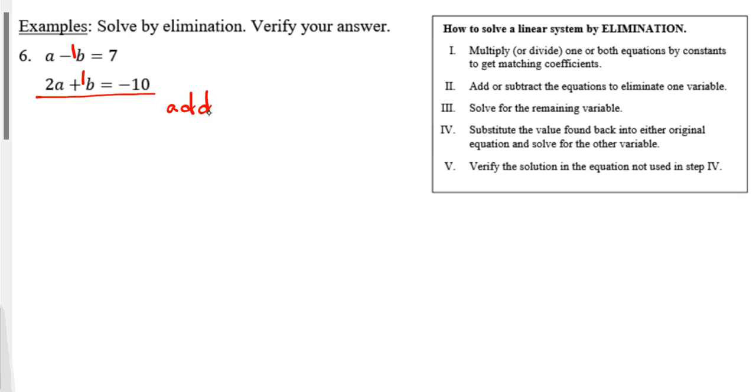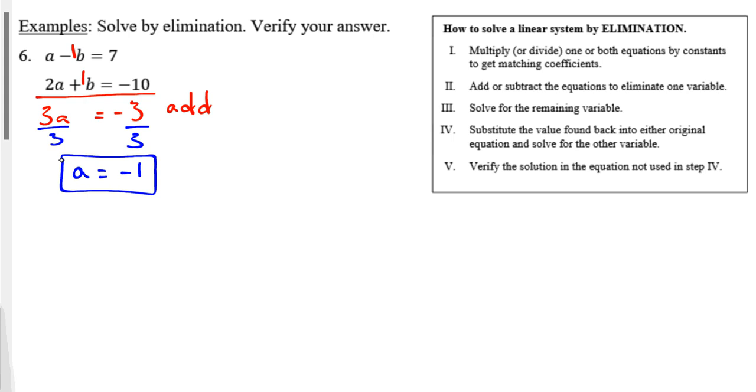So from the first equation, the a plus 2a will give me 3a. The negative b plus b will give me 0b, so I'm not even going to write it down. And then 7 plus negative 10 is negative 3. And by doing this, I've come up with a simpler equation with just one variable in it. So now I can solve for a. Dividing both sides by 3, we get that a is equal to negative 1. And that quickly, we found one of the coordinates for our intersection point of these two lines.